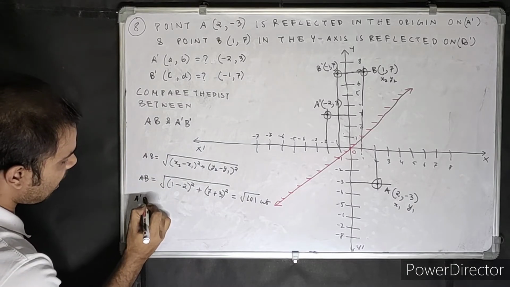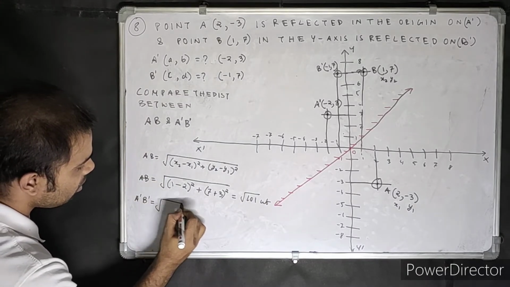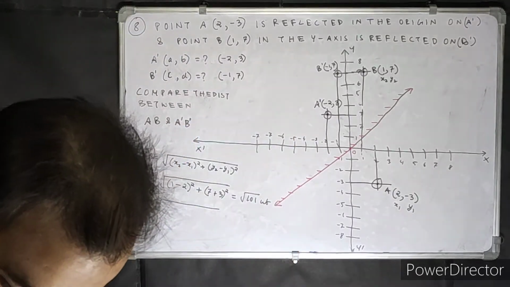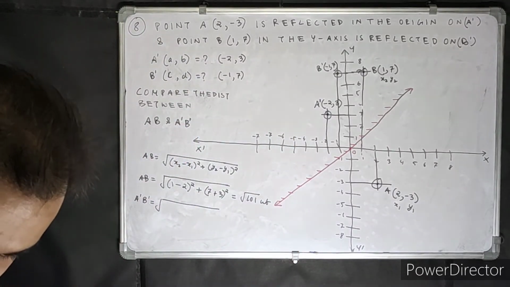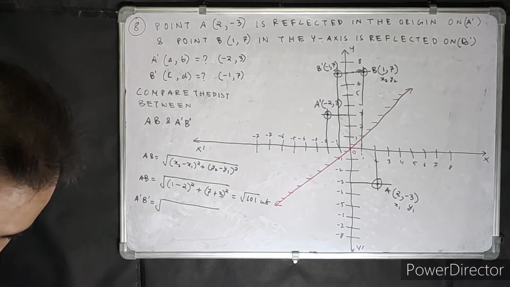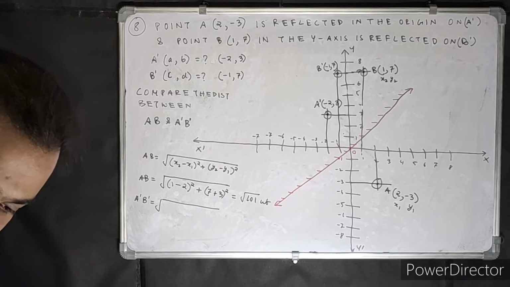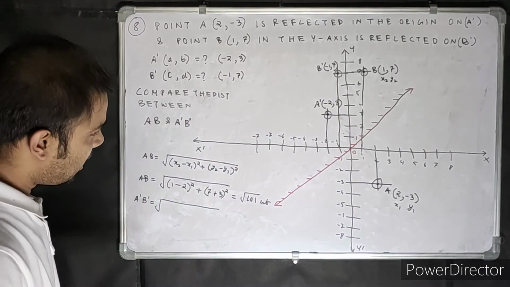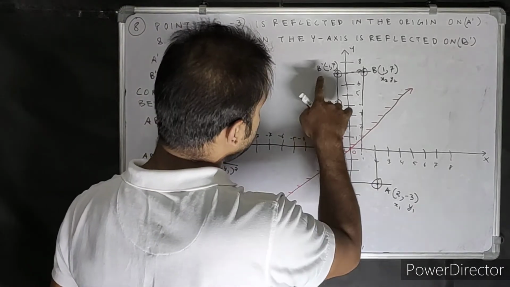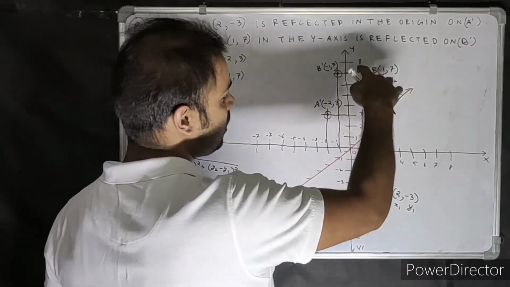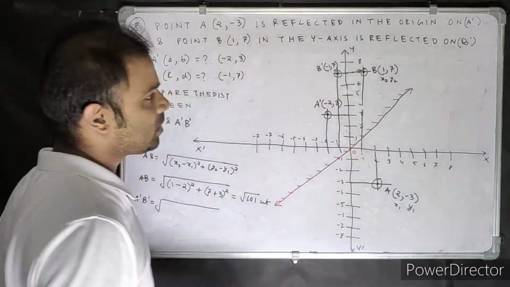Now A dash and B dash. Again you can do the same thing. That's what the question is saying: A is reflected in the origin as A dash, and B is reflected in the y-axis. Find the coordinates of A dash, B dash. Also compare the distance between AB and A dash, B dash. Okay. Now A dash, B dash, let's find the distance. Obviously you can check over here, this is greater than this.